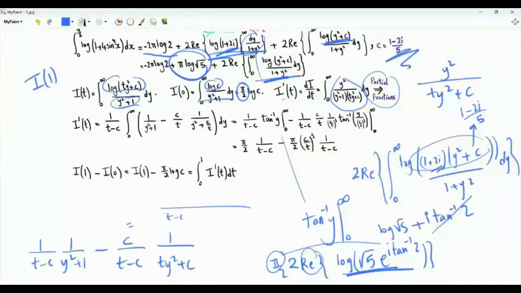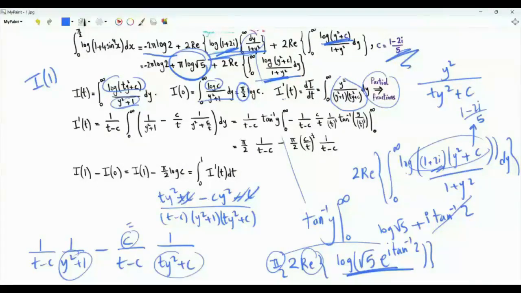This is equal to (t minus c) (y squared plus 1) over (t y squared plus c). In the numerator, we get t y squared plus c minus c times (y squared plus 1). That's minus c y squared minus c. So we get t minus c times y squared. This is exactly what we have here. We can split this into two integrals. In the first one, we get pi over 2 times 1 over t minus c.